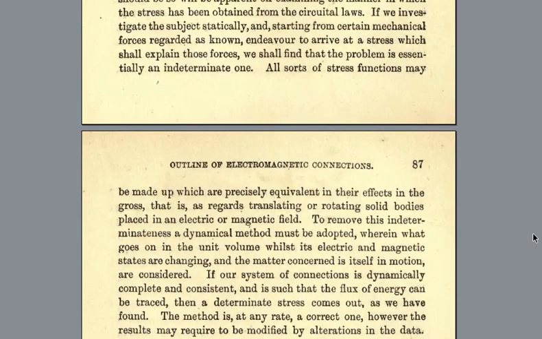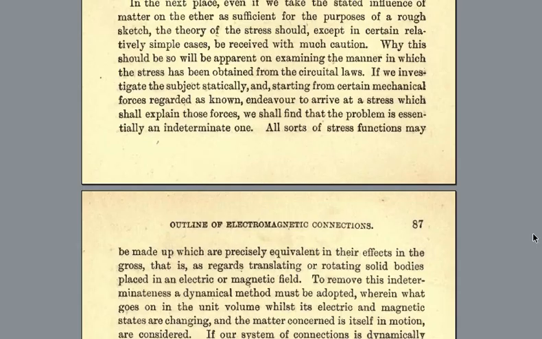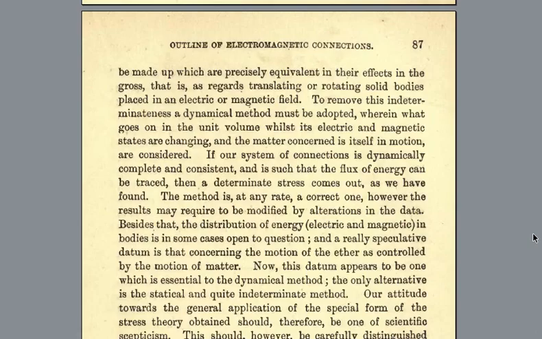Why this should be so will be apparent on examining the manner in which the stress has been obtained from the circuital laws. If we investigate these abstracts statically, and, starting from certain mechanical forces regarded as known, endeavor to arrive at a stress which shall explain those forces, we shall find the problem essentially indeterminate. All sorts of stress functions may be made up which are precisely equivalent in their effects in the gross, that is, as regards translating or rotating solid bodies placed in an electric or magnetic field. To remove this indeterminateness, a dynamical method must be adopted, wherein what goes on in the unit volume whilst its electric and magnetic states are changing, and the matter concerned is itself in motion, are considered.